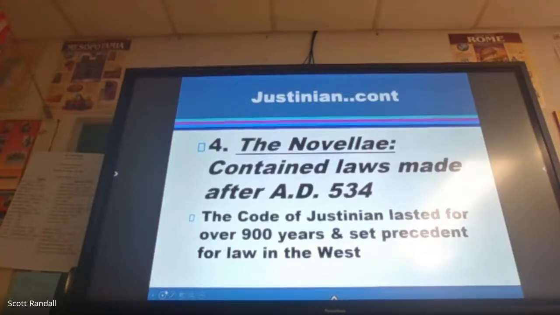which were the laws created after the compiling started. Now, in the Novella, some of these laws could be pretty heavy-handed and would classify as draconian. A lot of times they reflected Justinian's very strict, rigid interpretation of Christian morality.